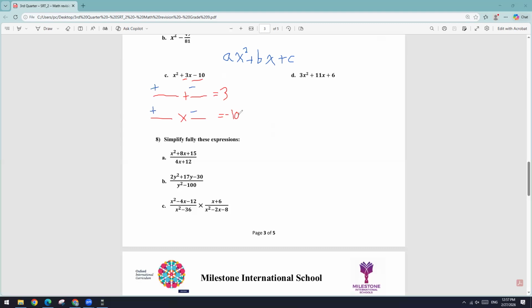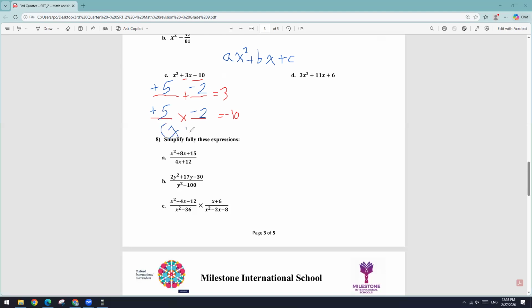Now always think of multiplication, it's easier. Which two numbers, if I multiply them, give 10? There is 1 times 10, but it's not useful here, we cannot get 3. And there is 2 times 5. This one is good. We said the positive one is greater, so 5 minus 2. Now let's check. 5 minus 2 is 3. Correct. 5 times minus 2 is minus 10. Correct. So now we write the brackets.